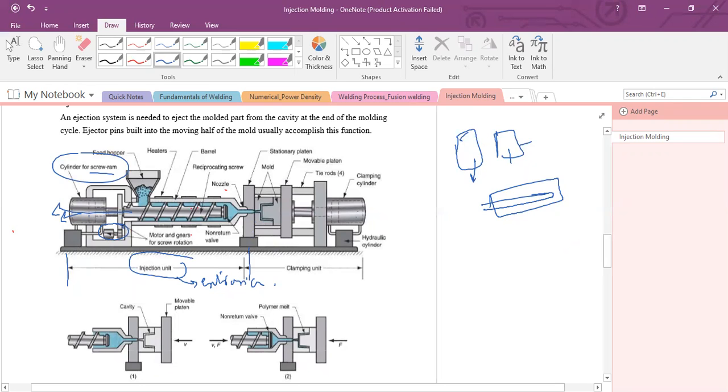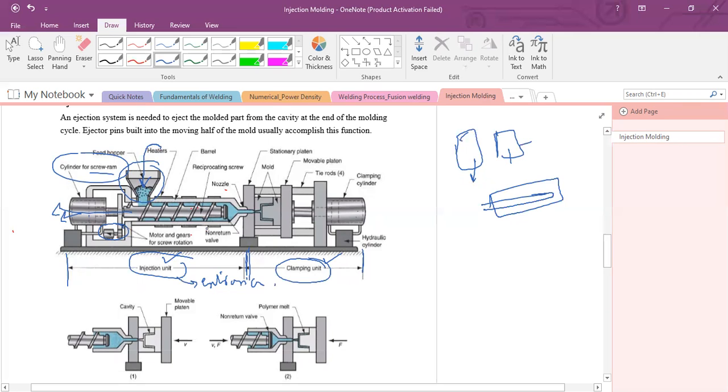From this end to the last, this is called the clamping unit. An injection molding machine has two units: the injection unit and the clamping unit. In the injection unit, there is one hopper. The raw materials in the form of pellets, granules, or powder are fed from the hopper into the barrel. This screw is the same as in the extrusion process: feed section, compression section, and metering section.